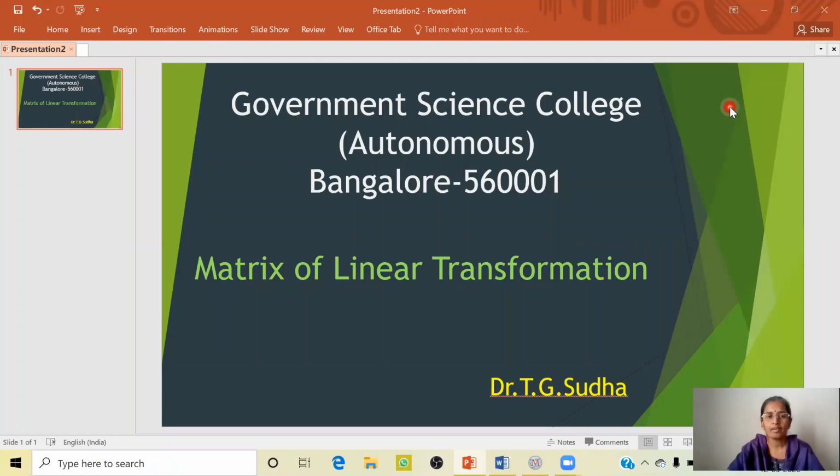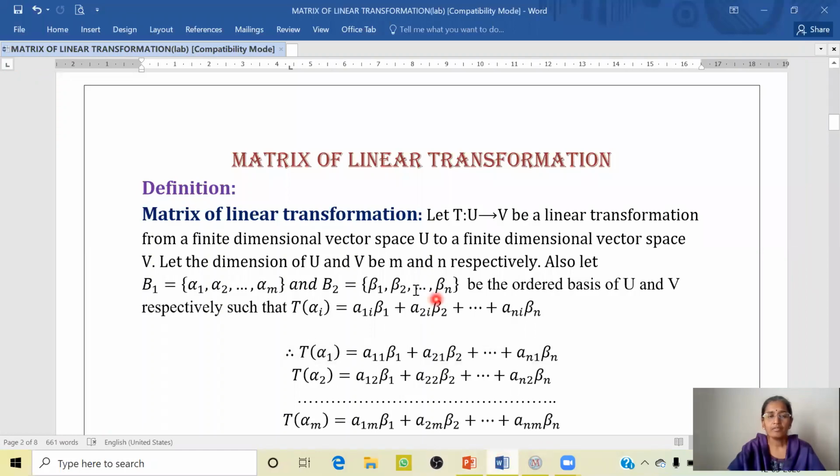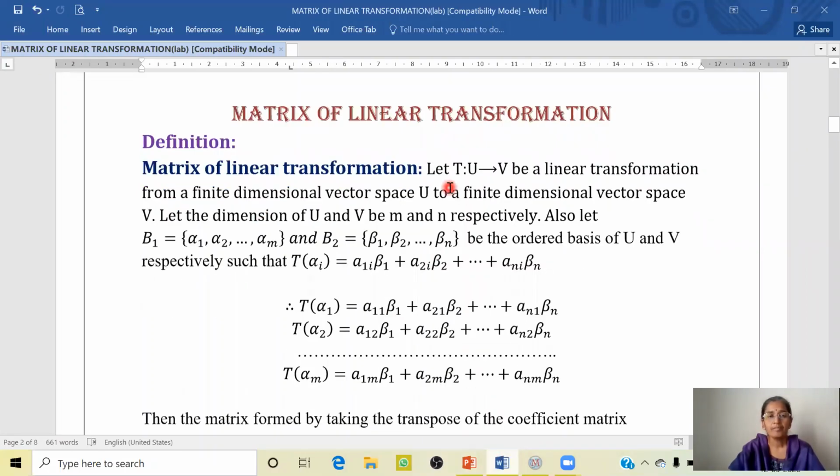Today's lab topic is matrix of linear transformation. So to begin with, let us go to the definition of matrix of linear transformation.